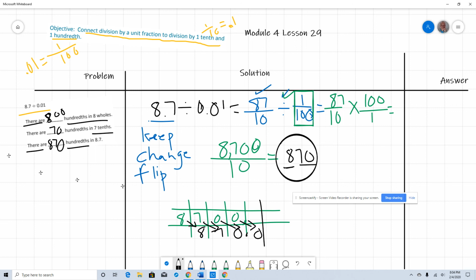Okay, my friends, so please watch the video again if you need to. Let me just write the answer here, because the third column is where you write the answer. 8.7 divided by 1/100 equals 870.